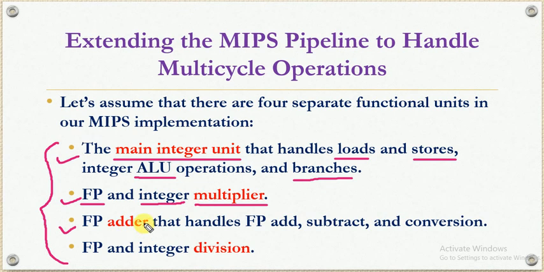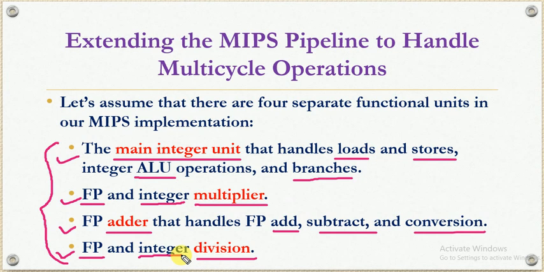We are using a separate functional unit, a floating point adder, that handles floating point addition, subtraction and conversion operations. Similarly, the fourth one is a divider, or division operation functional unit, that is used for both floating point as well as integer data values division operations.